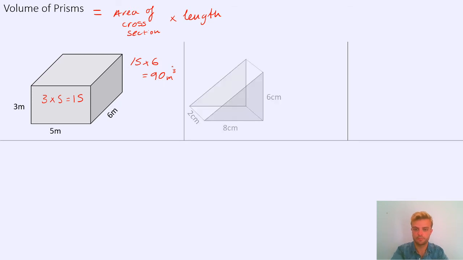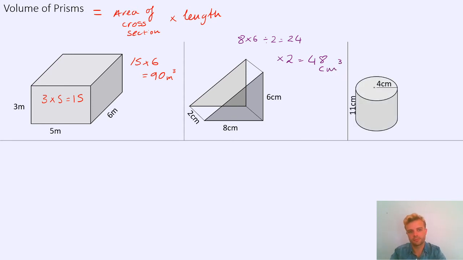But it can, of course, get more complicated. Here's a prism that's a triangular prism. So when we work out the area of the cross-section, we're going to have to work out the area of the triangle. Because in this shape, the triangle is the cross-section. So to work out the area of that triangle, we start by doing base times height divided by 2. So 8 times 6 divided by 2, which is half of 48, 24. That's the area of the cross-section. We then multiply that by the length of our prism. And in this case, our prism is 2 centimeters long, so it's 48. And again, it's volume, so it's going to be centimeters cubed.